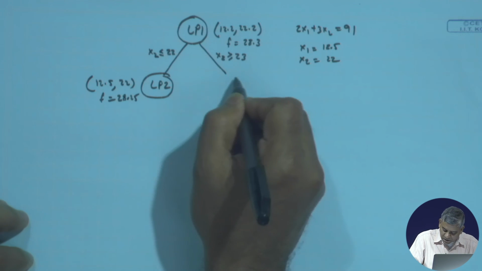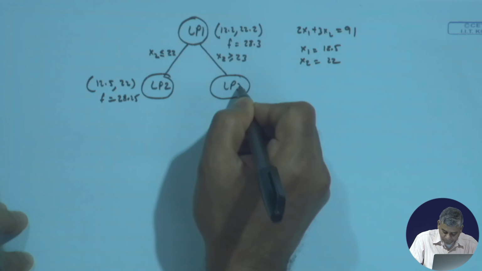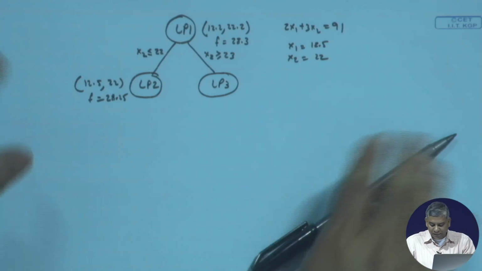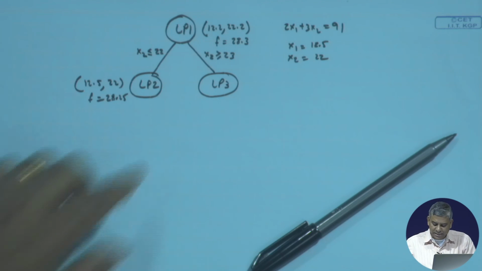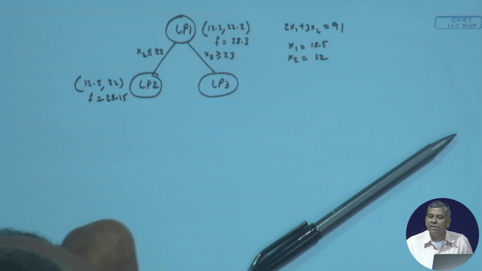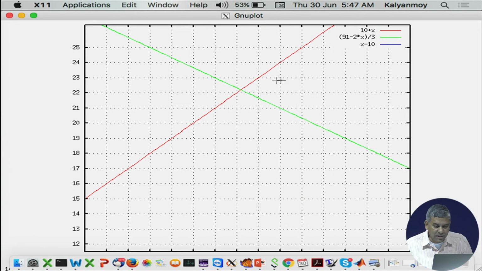Okay. Now let's do LP3. What will be LP3? To the original problem, I add a constraint that says x2 should be greater than or equal to 23. So here is 23. Above that line, above this 23 line, is there anything feasible? All the feasible was here. So there is no feasible solution. So you fathom it and say here, because it's infeasible. We don't have to continue further branching from there.